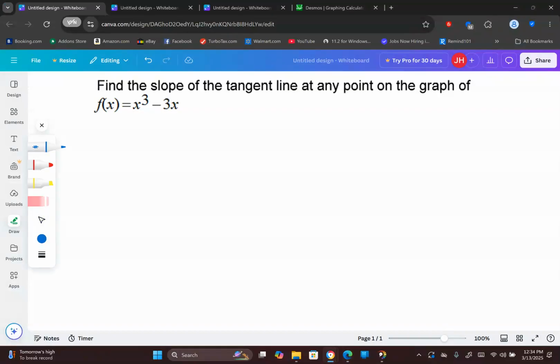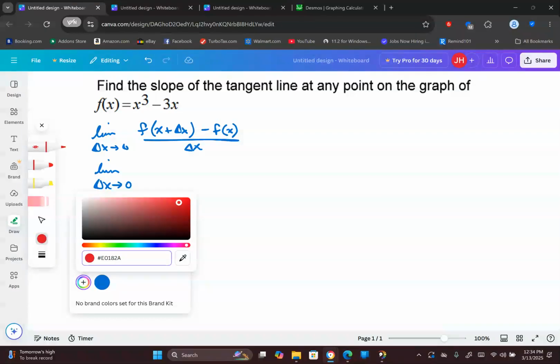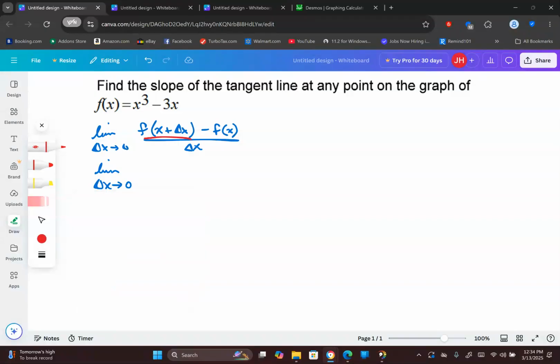The difference quotient I'm going to use is the limit as delta x approaches 0 of f of x plus delta x minus f of x all over delta x. And I'm going to try to color code everything I'm doing. In other words, what does it mean when I ask for f of x plus delta x? Well, I have to plug x plus delta x into this function wherever I see an x. So I've got x plus delta x cubed minus 3 times x plus delta x.